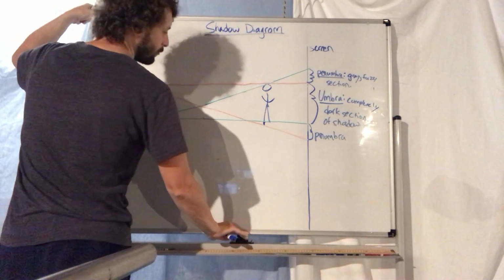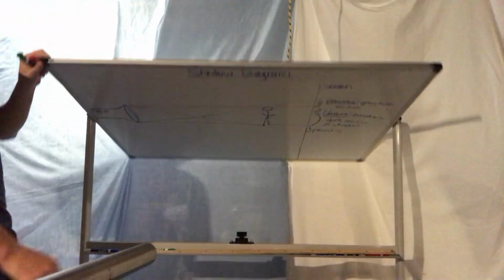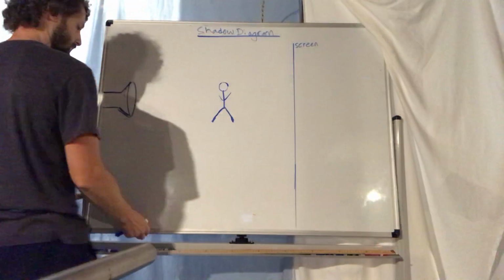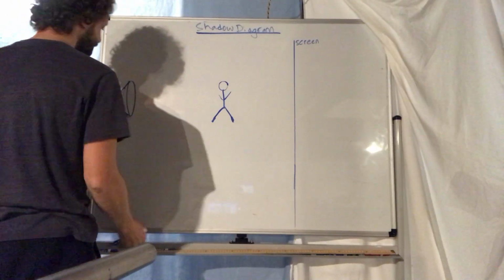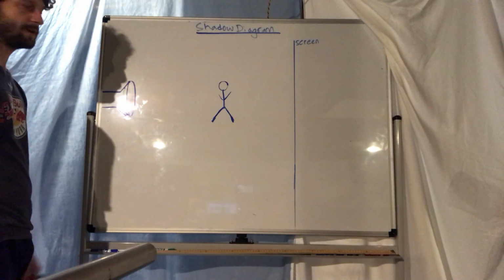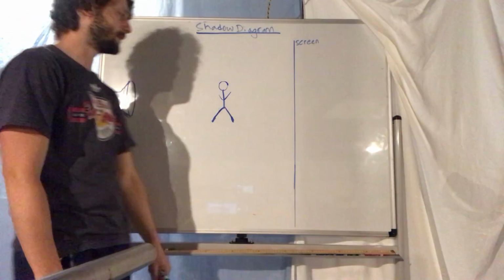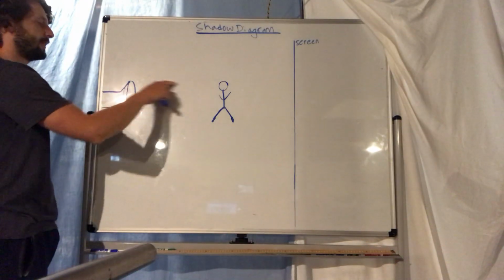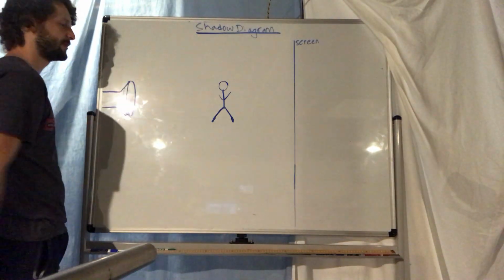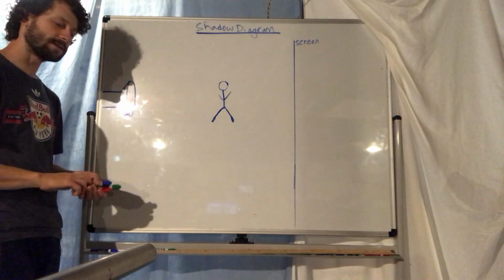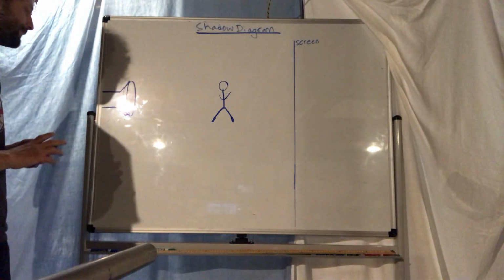I want you to draw one more shadow diagram. Here we go. Draw another flashlight, another object, and another screen. Again, make the person's head level with the top of the flashlight and the person's feet level with the bottom of the flashlight. Use these lines on your paper to do that.